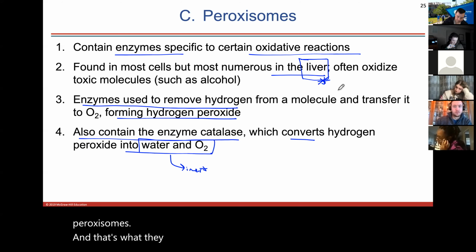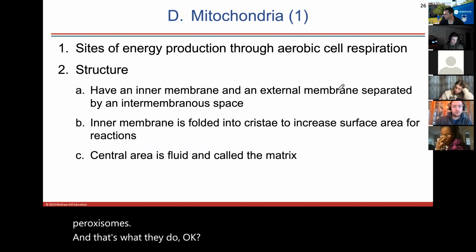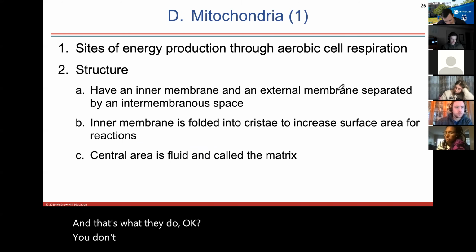Okay. You don't see those a lot in the testes. They're not breaking down stuff like that.